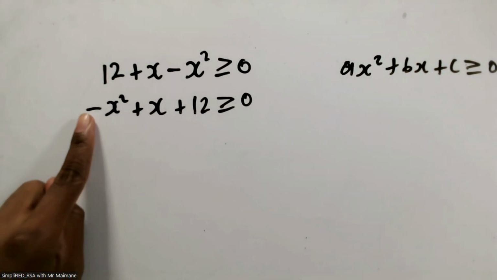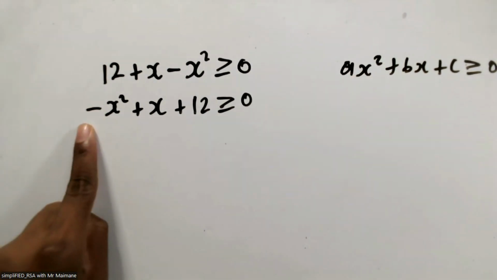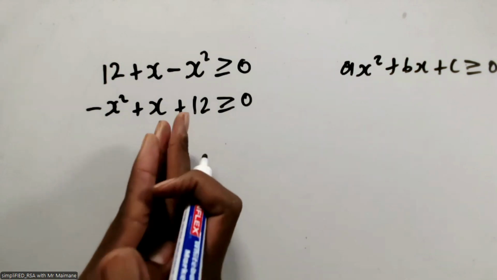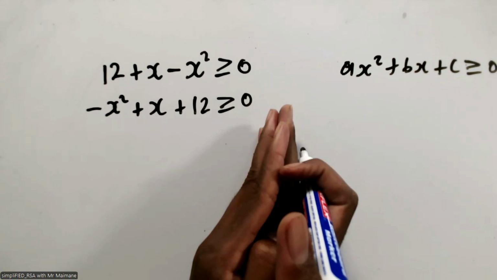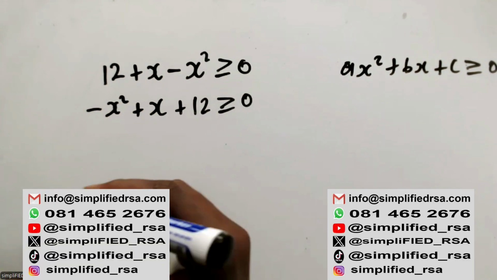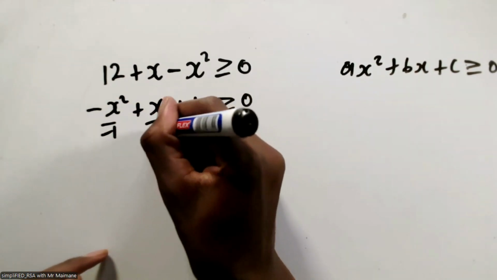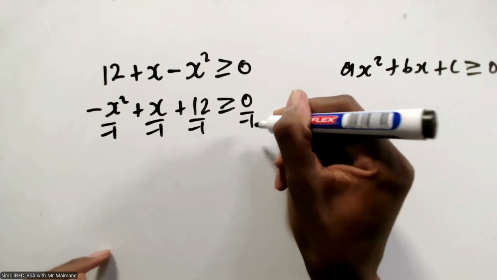However, the moment I have a negative a, if my a is negative, it means I'm going to divide by -1 throughout this equation. And I'm not only dividing on the right-hand side, I'm also dividing on the left-hand side, because mathematically, what you do on the left, you also do on the right. So let me do it manually. I'm going to divide by -1 here, I'm going to divide by -1 here, I'm going to divide by -1 here, and I'm going to divide by -1 here.